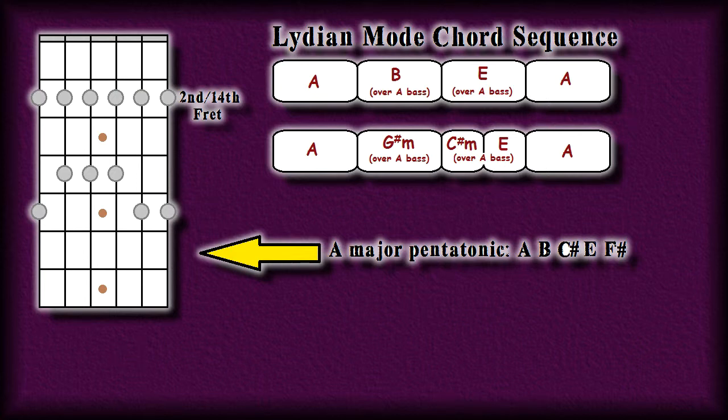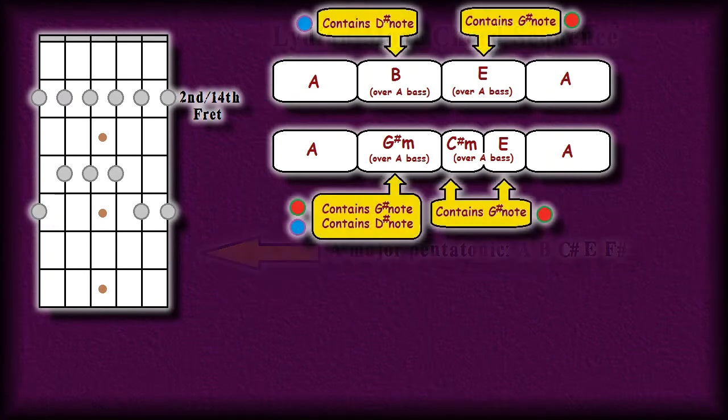But if we want to step things up to more of a modal lead guitar approach, we need to add some more notes, and we will find those in the chords. If we look at the B chord, for example, that contains a D sharp note, and you'll also find that D sharp note in the G sharp minor chord. The E chord contains a G sharp note, and so does the C sharp minor. So we have two extra notes that we can add into the pentatonic scale, G sharp and D sharp.